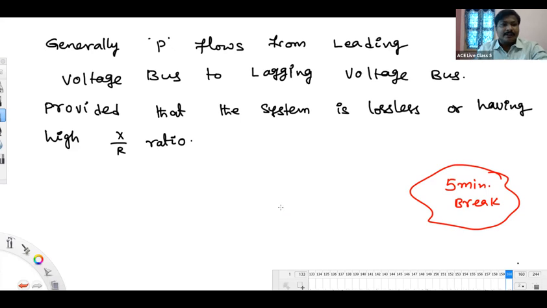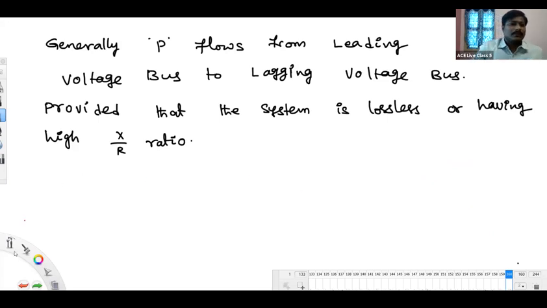Kindly look at this. So this is about the real power flow direction. I am saying particularly for a lossless system: from the leading voltage bus to the lagging voltage bus, we will have the real power flow. Okay, next.